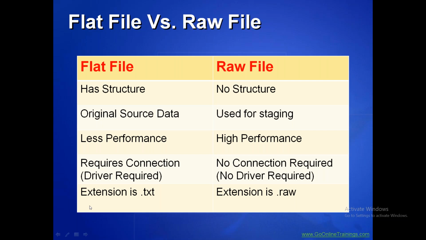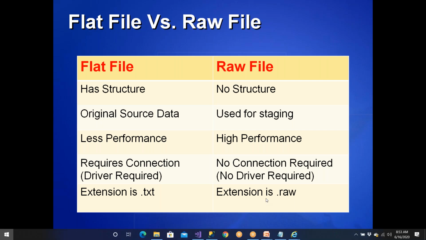A flat file requires a connection. You need drivers to read data from the flat file. So the flat file source is going to have a driver, and using the driver you can read the data. For a raw file, no connection is required and no driver is required. If you have some data in your raw file, you only need to tell the path of the raw file. But for flat files, giving only the path is not enough. You also have to install the proper drivers to read the data. The extension is .txt for flat files and .raw for raw files.